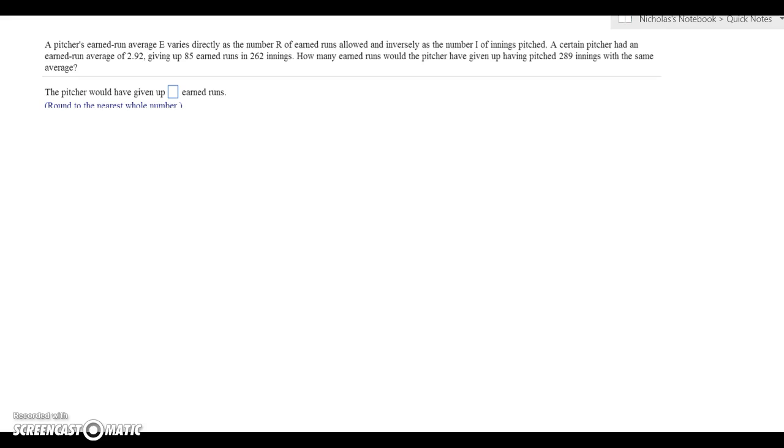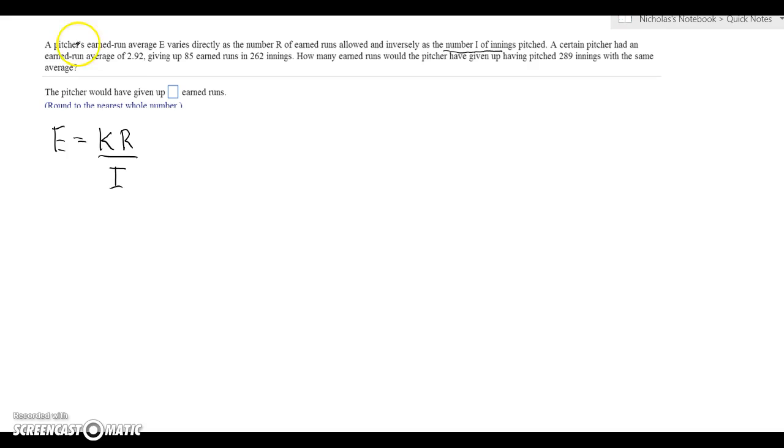So it says a pitcher's earned run average, E, varies directly as the number of runs earned, R, and inversely as the innings pitched, I. So here we're going to have 3 letters as well as our K. So let's try to set up our equation. It says E varies. Remember, direct is we multiply by the K, so directly as R. And it also says inversely to I, so then we divide by I.